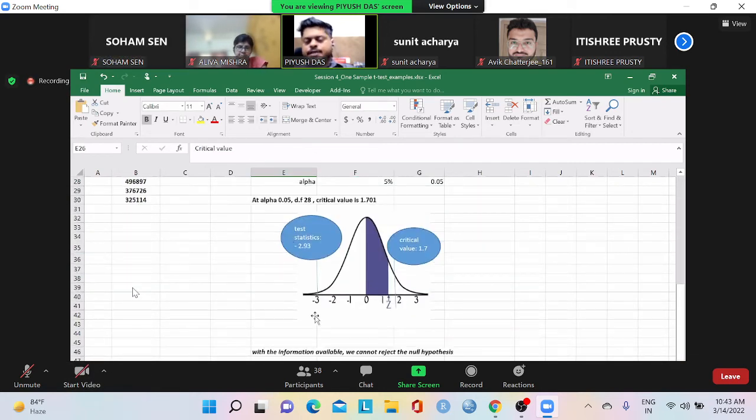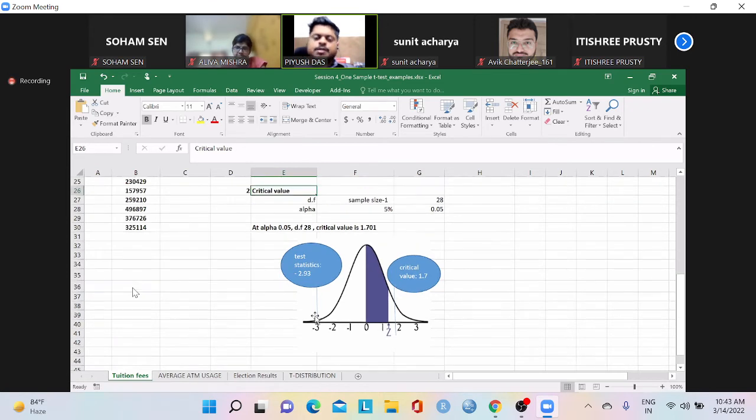Then compare the test statistic with your critical value. If your test statistic is on the right side of your critical value, say I have got a test statistic of 1.8 or 2, it would have been on the right side of your critical value, then I would have rejected.